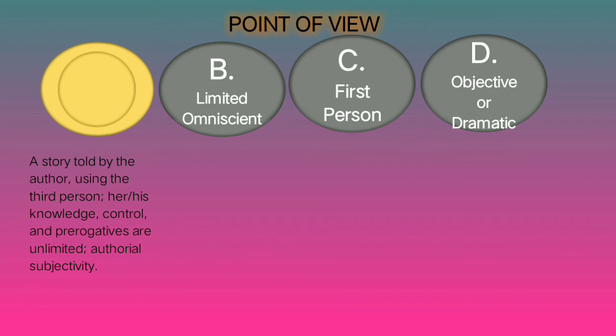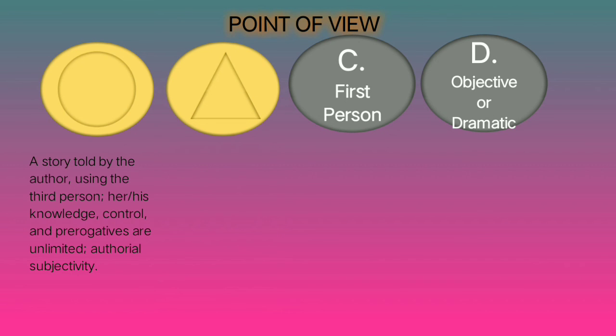Now let's discuss first the omniscient. Omniscient is a story told by the author using the third person. Her or his knowledge, control, and prerogatives are unlimited, authorial subjectivity. So omniscient, the narrator knows all of the truths and feelings of all of the characters in the story. In the third person, they are using pronouns such as he, she, and they.